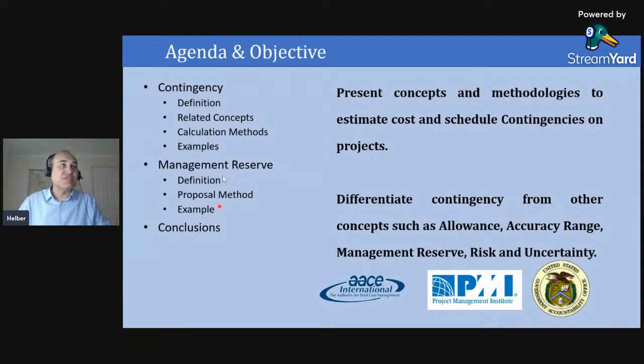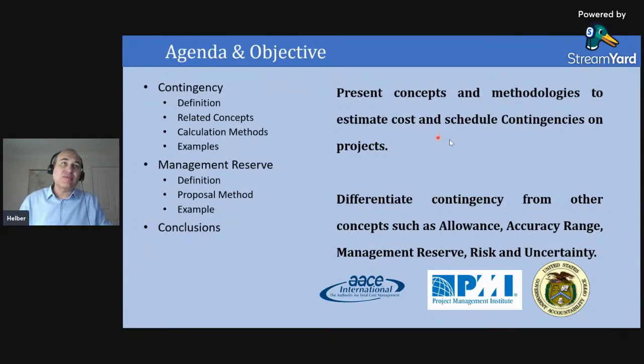So this is the agenda that we'll cover today. We'll discuss contingency: what is contingency, some concepts that correlate with contingency, how we can estimate contingency, and we'll try to give some examples. In the same way for the management reserve: what is management reserve, and then I will propose one methodology to estimate management reserve and finish with an example. All this content you will find in the same way in the book. So the examples and the pictures that I'm sharing here come from the book as well.